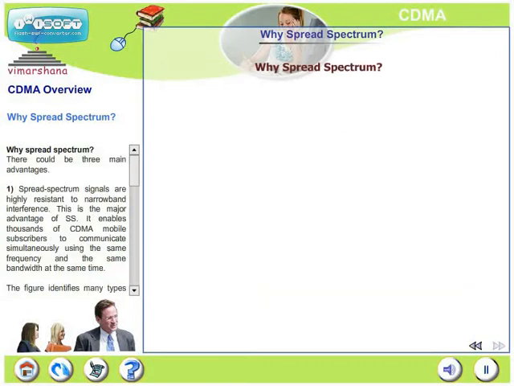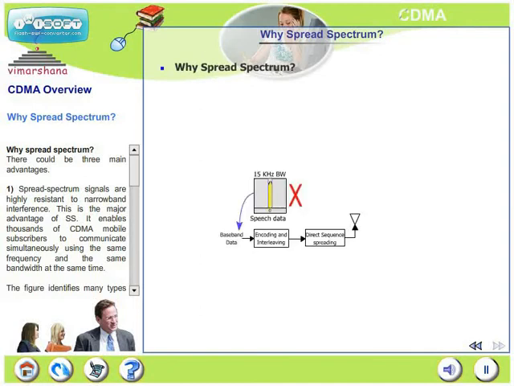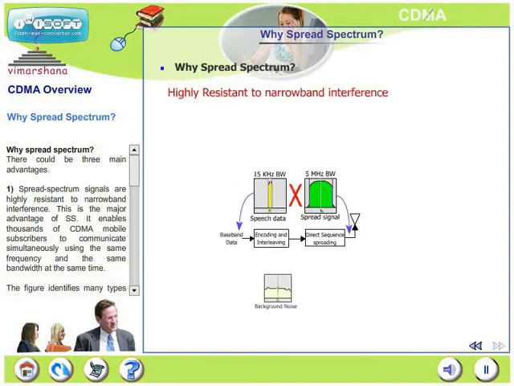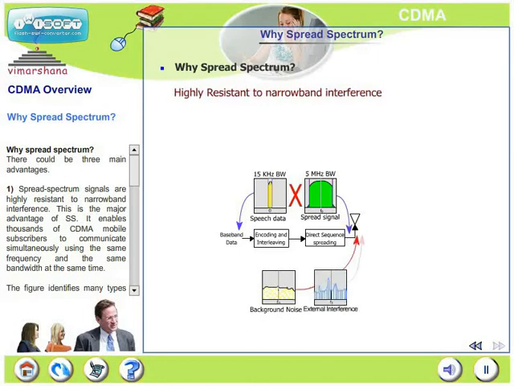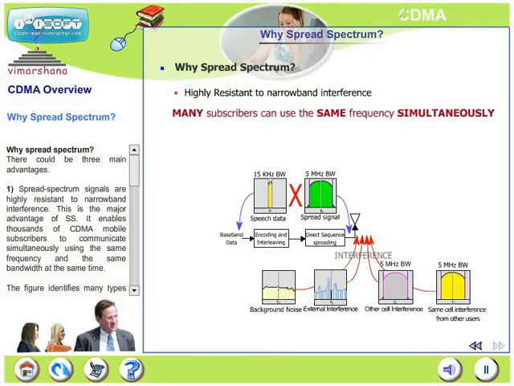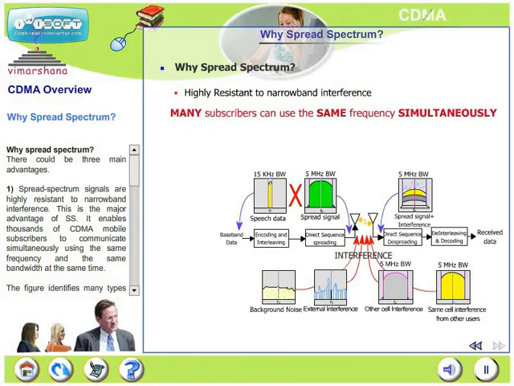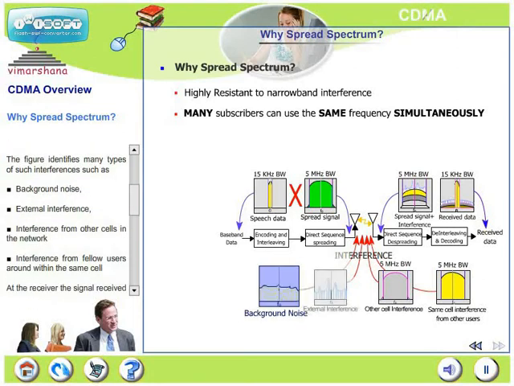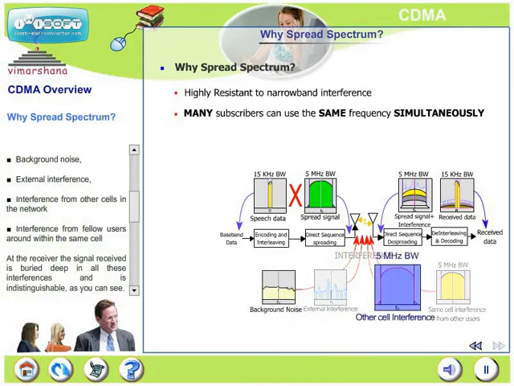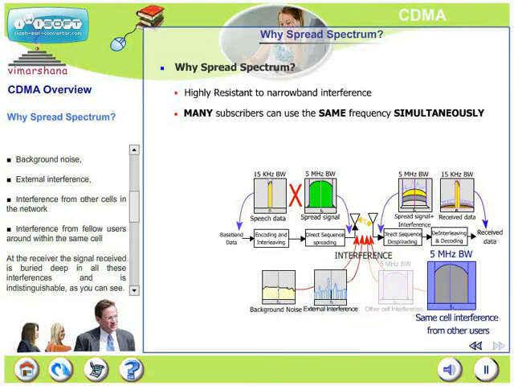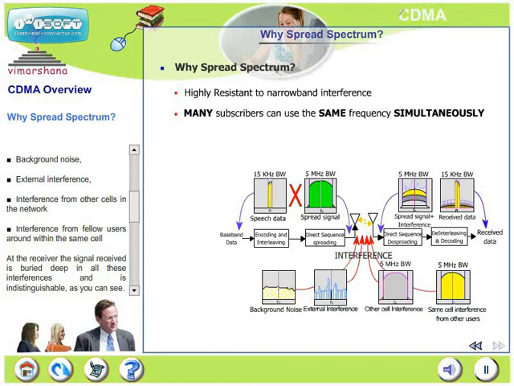Now comes the important question. Why spread spectrum? There could be at least three main advantages. 1. Spread spectrum signals are highly resistant to narrowband interference. This is a major advantage of spread spectrum. It enables thousands of CDMA mobile subscribers to communicate simultaneously using the same frequency and the same bandwidth at the same time. The figure identifies many types of such interferences such as background noise, external interference, interference from other cells in the network, interference from fellow users around within the same cell, etc.